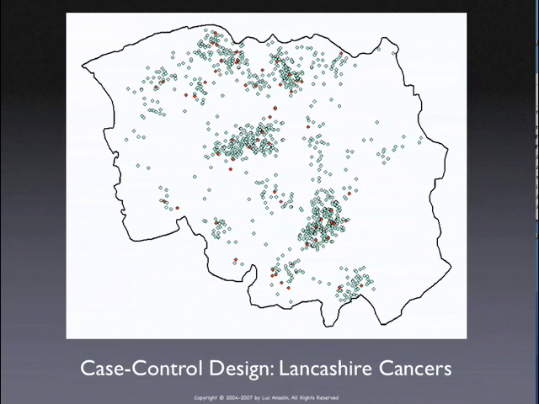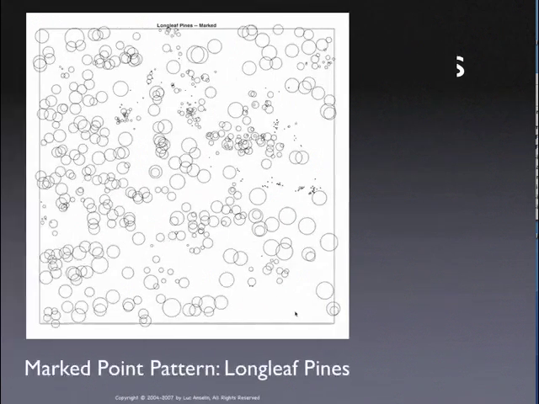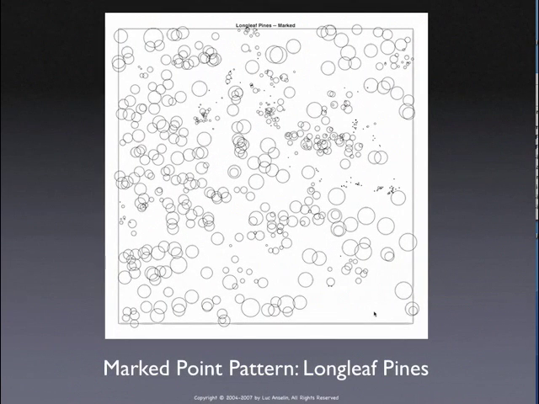Another classic case, which we already alluded to, is marked point patterns. And marked point patterns are situations, as I mentioned earlier, where you have both location and value. So we're interested not only in finding patterns in the location, but also in finding association between location and value. And the classic examples are trees. A lot of textbooks use this data set. It's called the longleaf pines data set.